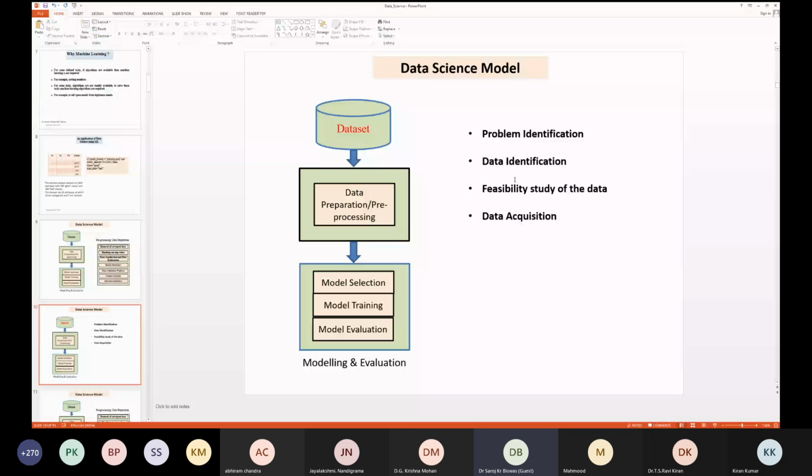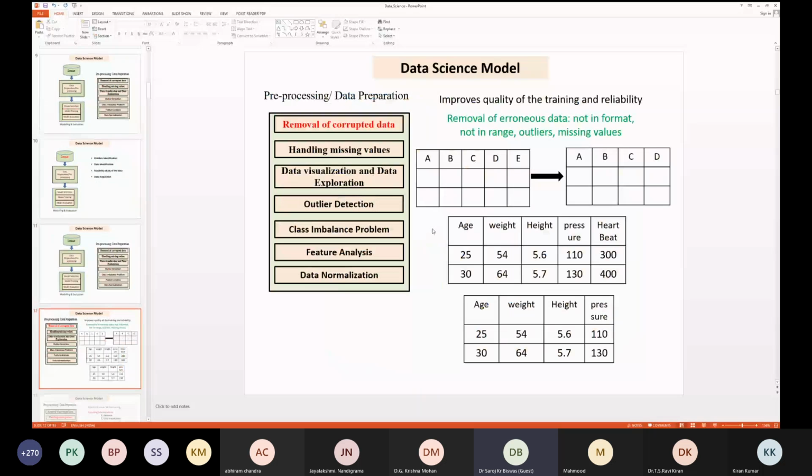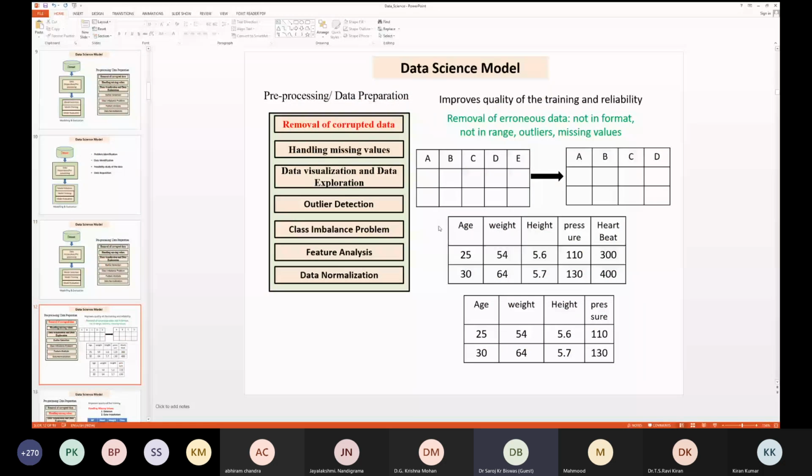Once it is done, then we have to start data acquisition, means we have to start collecting the data. So this is about the data set. Once this data set is done, then we have to come to data preparation. I already talked about that the first step you see here in the data preparation is removal of corrupted data.